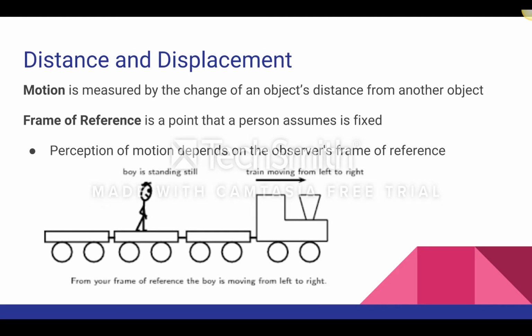Now I will talk to you about distance and displacement. Motion is measured by the change of an object's distance from another object. Frame of reference is a point that a person assumes is fixed. Perception of motion depends on the observer's frame of reference. The train is moving from left to right, yet the boy is standing still. From your frame of reference, the boy is moving from left to right.